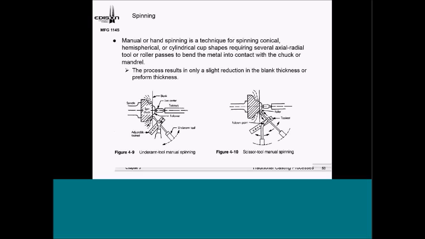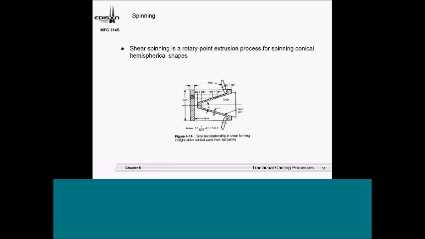Here again, we're showing the manual hand spinning, whether it's underarm or scissors type tooling, how we end up doing this, the spinning itself. Shear spinning, conical type shape, coming from a blank.